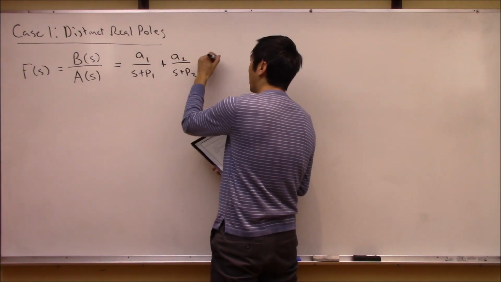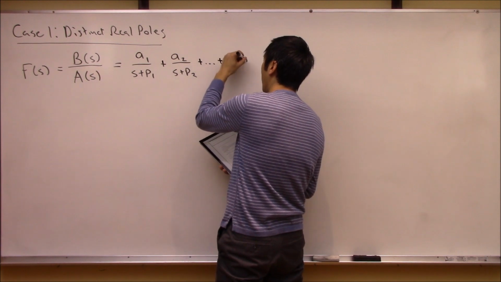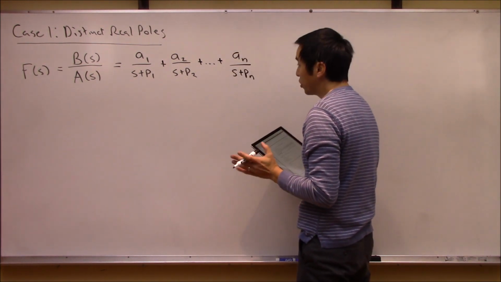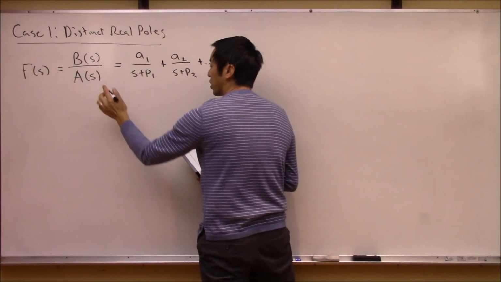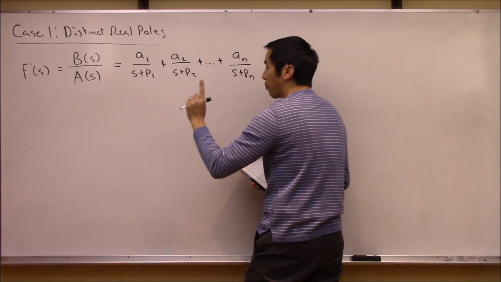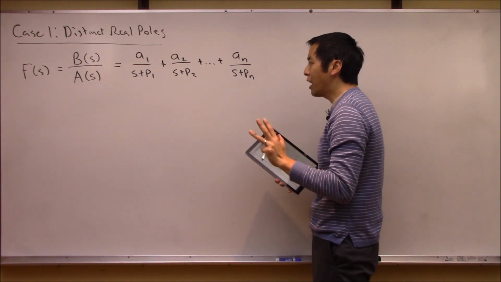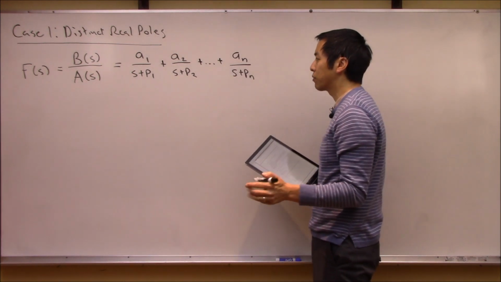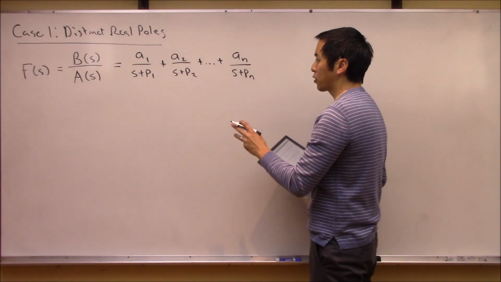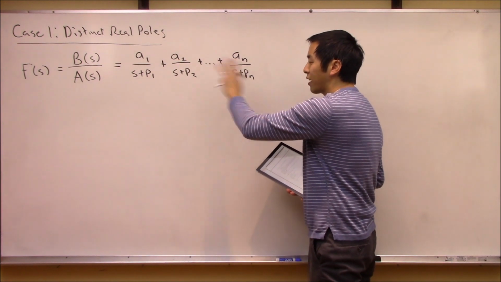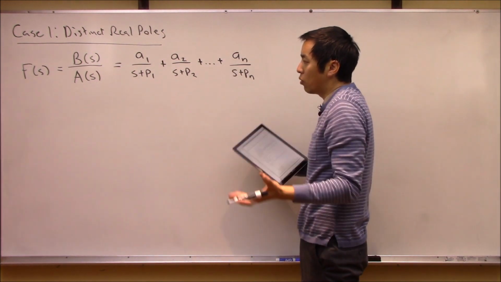Plus and so on. You're going to do this all the way down to an over S plus Pn. So what we're doing here is we're going to take this polynomial which has n roots, and we're going to propose that there is a way you can break it up into these n simpler ratios, right? That's the concept here with partial fraction expansion. For the case of distinct real poles, we claim we can make the left-hand side equal the right-hand side. So how are we going to do that?